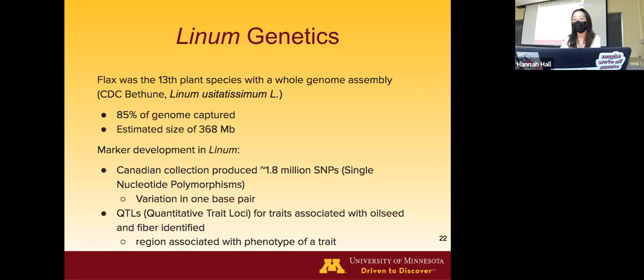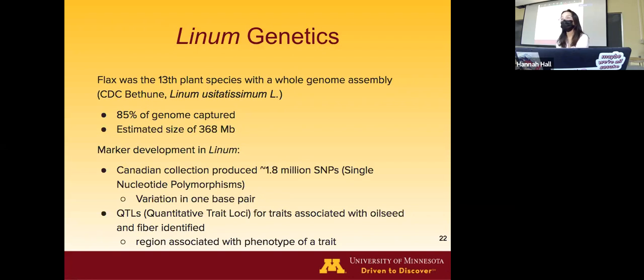So some genetics on Linum. Flax was the 13th species to receive a whole genome assembly, specifically the CDC Bethune cultivar. They were able to capture about 85% of the total genome, and the rest of the 15% was a lot of genetic repeats. And then they estimated the size to be about 368 megabytes.